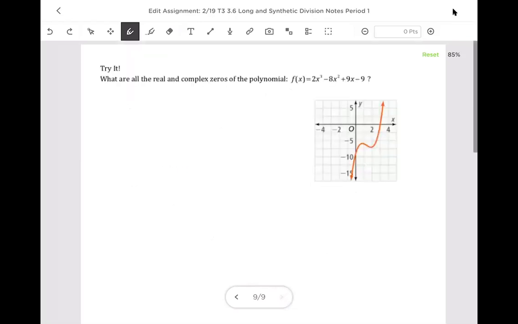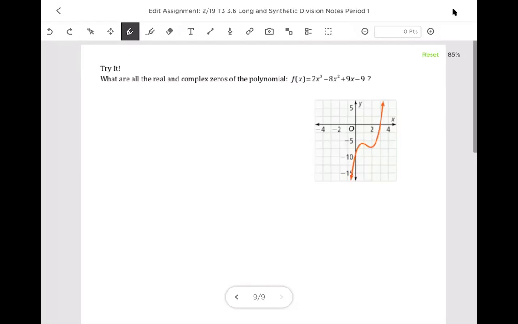Okay. All right. Slide 9, our last slide. Okay, I'll do one more example with you. So pull all your focus together and watch me do the last one. Okay. So looking at the graph, first of all, the degree of the polynomial is 3.